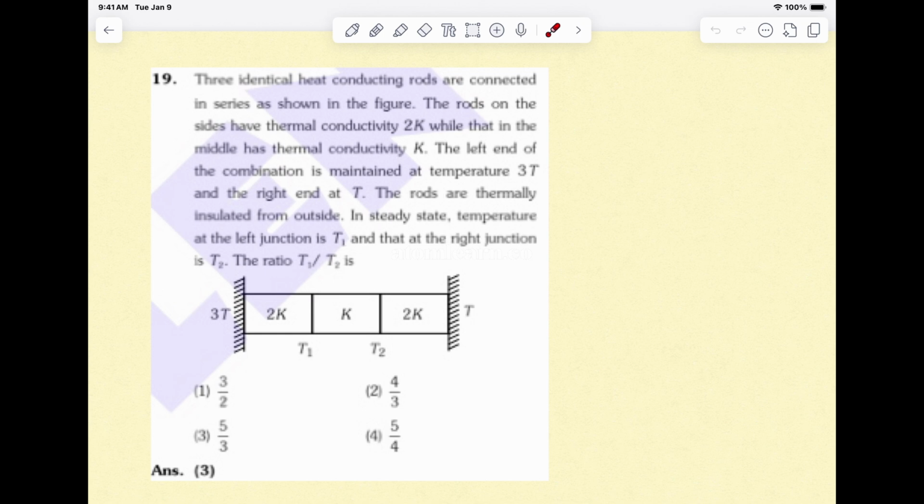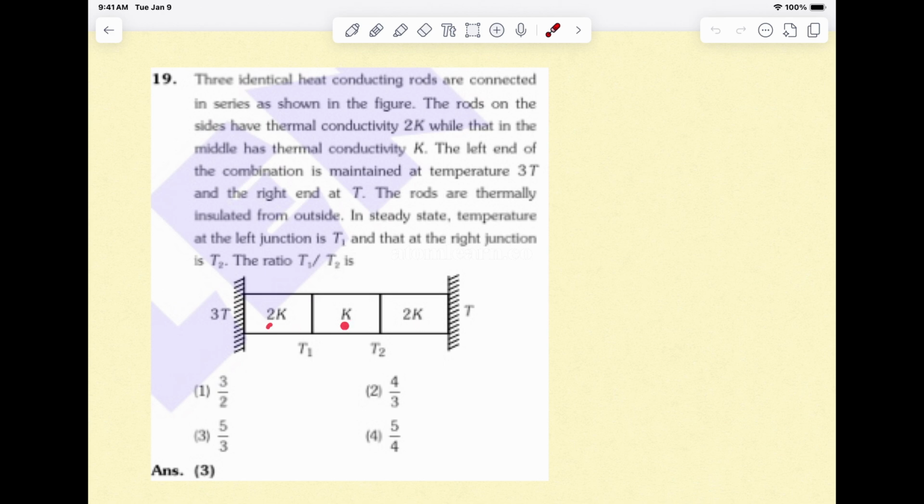Okay, now let me summarize again for a purpose. A hot end at 3T temperature, a cold end at T, and then three identical conducting rods in between: 2K, K, and 2K. Fine. Now how will we do it? The resistance will be inversely proportional to conductivity. Therefore, resistance will be in the ratio of 1 is to 2 is to 1. Okay, just watch. 1 is to 2 is to 1 resistance ratio.